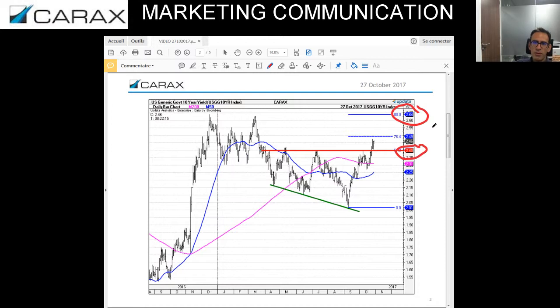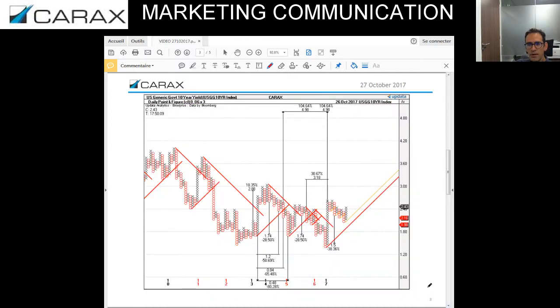medium term around 3%. If we now look at point and figure chart, so this is a long-term point and figure chart of US 10-year bond yields. As you can see on this chart, the trend turned from negative to positive at the end of last year, which is materialized by a cross of the declining 45-degree resistance line. So this rising 45-degree support line is now support.